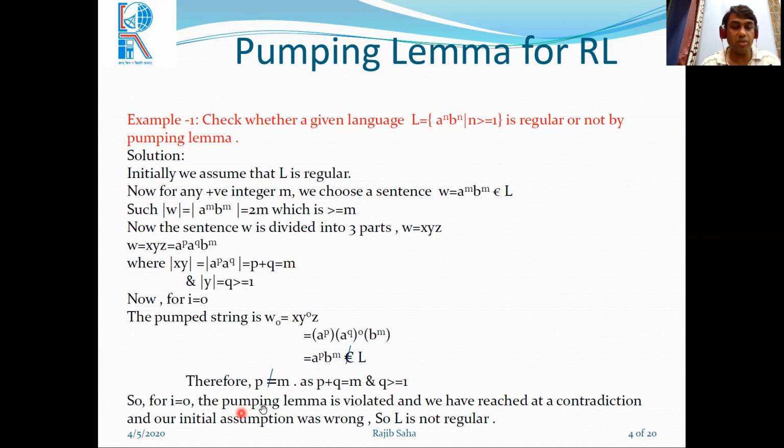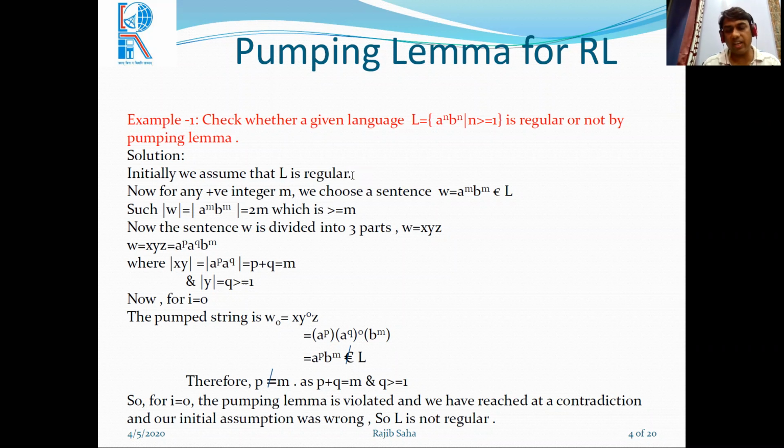So for i equal to 0, our pumping lemma is violated, and we have reached a contradiction, and our initial assumption was wrong. So L is not regular. This is the way by which we are solving this problem. In pumping lemma, for different categories of problem, we have to take different approaches. For this kind of problem, this is the approach.